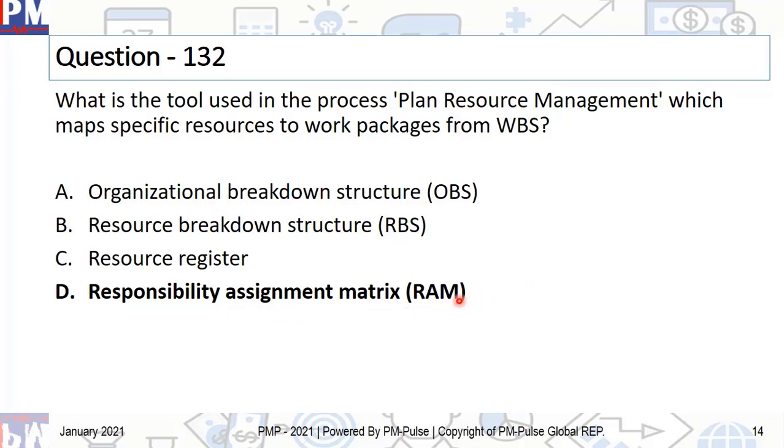By the way, if in the question instead of RAM they had written RACI, that would have also been the answer, because remember, RAM is equal to RACI. Perfect. All right. What if the question said, which is the tool which actually links functions and organizations to specific packages of WBS? Then the answer would have been organizational breakdown structure, right? That is just to answer the question you might have thought, okay, then in what case do we use OBS? Right, there you go.